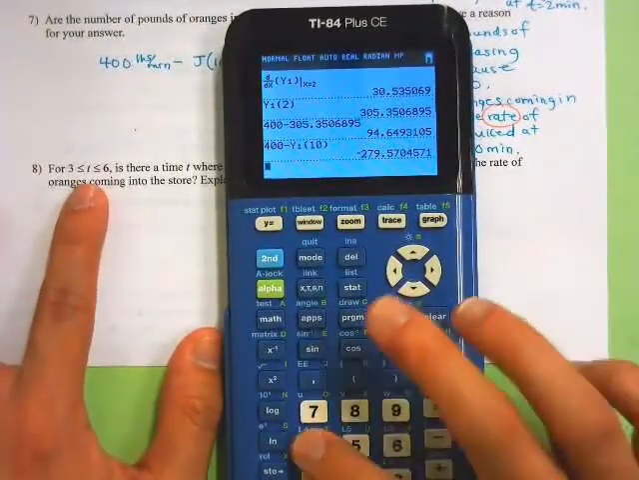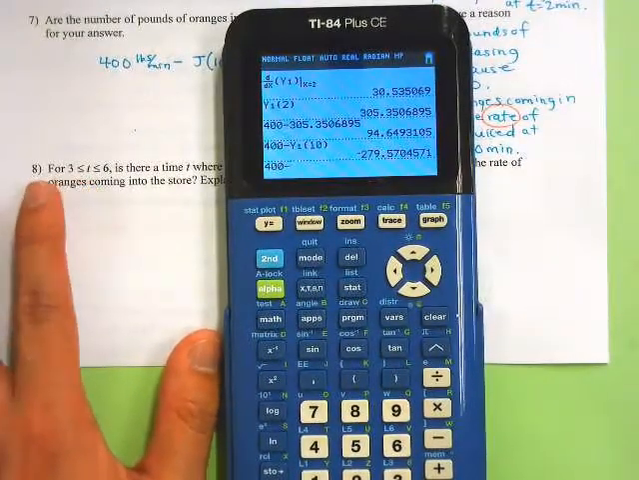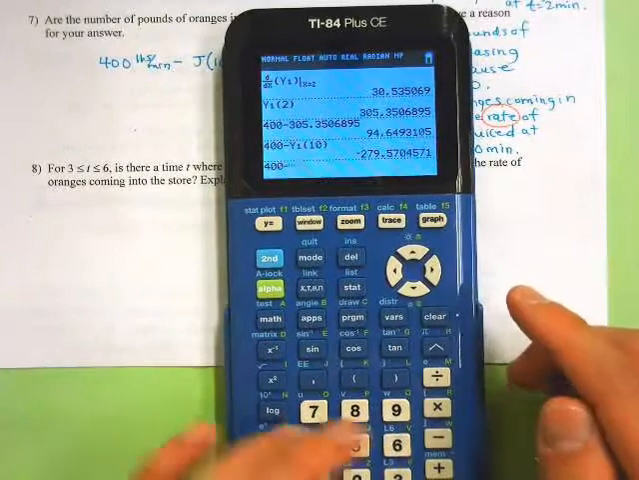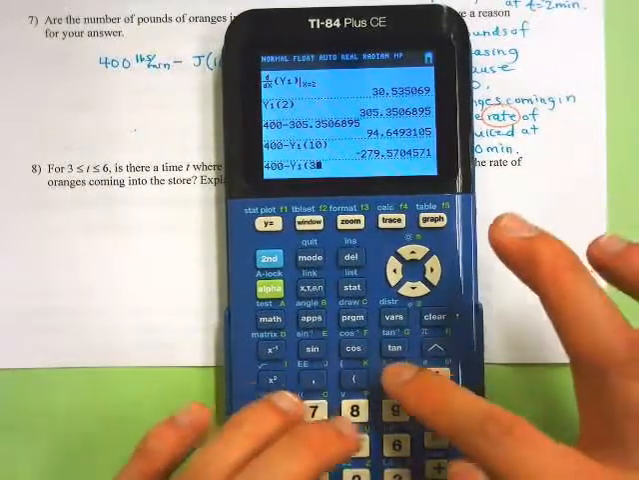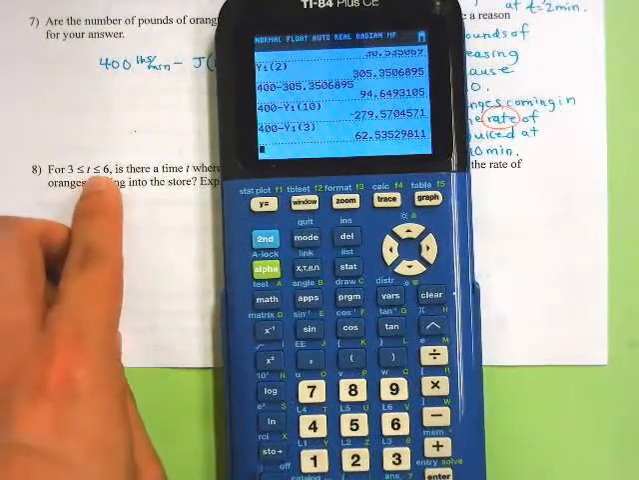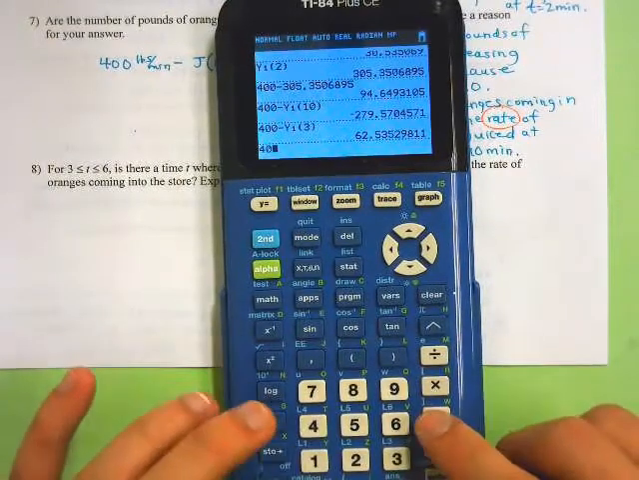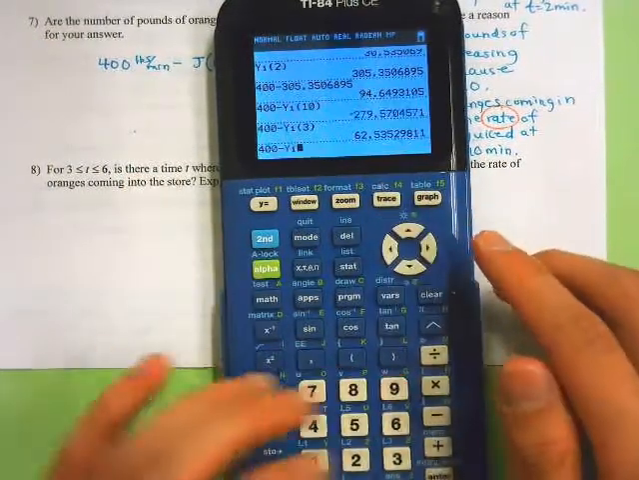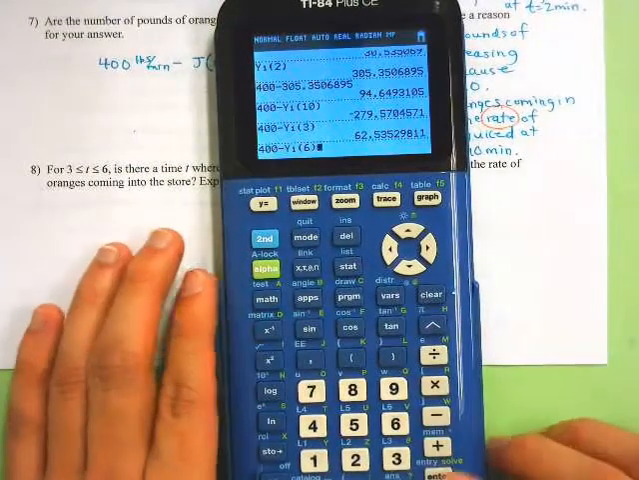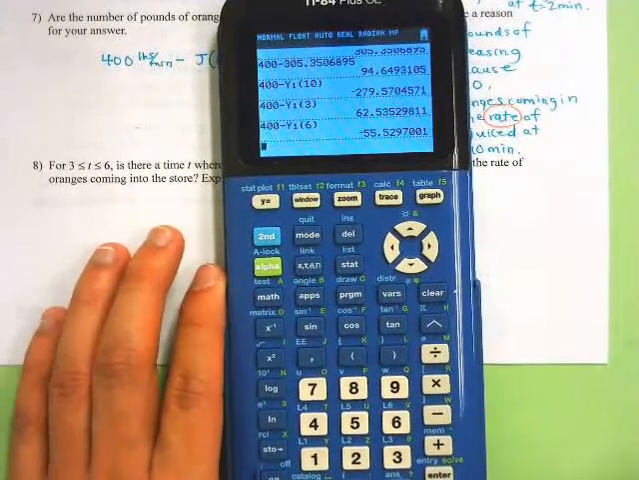So let's do 400 minus y1 of 3. Check that out. Okay, it's positive. And then if the 6 comes out to negative, then I think we can do the intermediate value theorem. So 400 minus... Well, hopefully it's negative. I think it should be negative. Let's try. So yeah, negative 55 point. Okay.